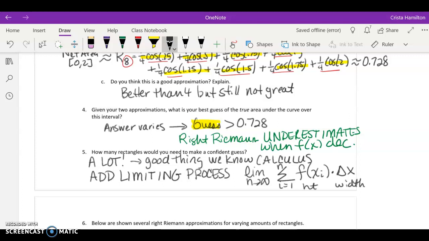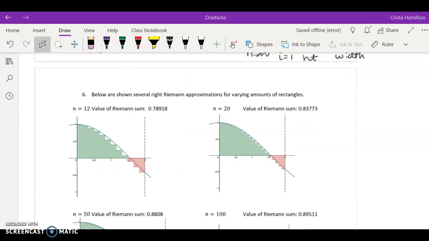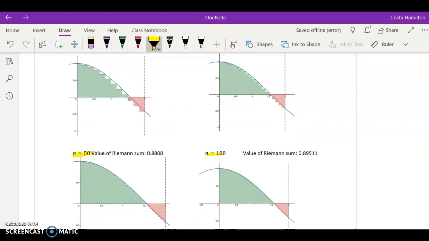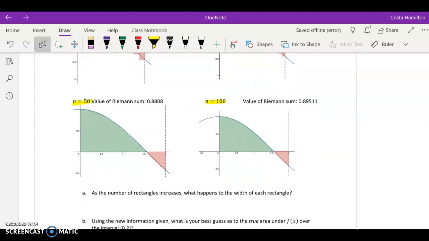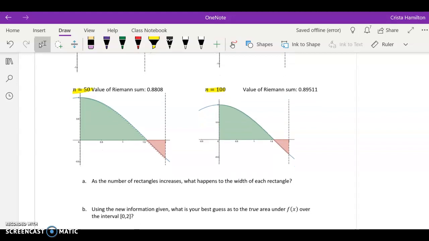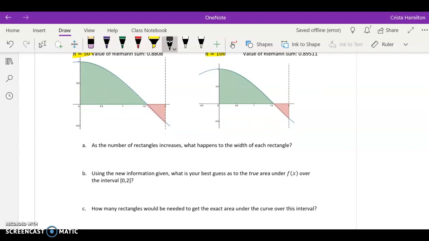All right, we're going to go to the next page now, and we're going to summarize some new things that we want to learn. We're going to learn some calculus. We can see here several right Riemann approximations, and remember, they're all underestimates, where we increase our number of rectangles from 12 to 20 to 50 and then to 100. Even with 100, even though I can't really see it, there are still some gaps if we zoom in far enough.